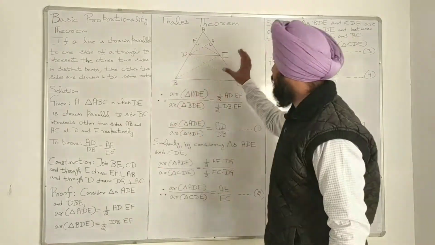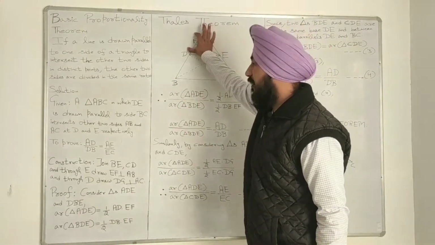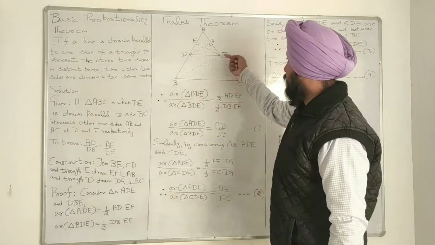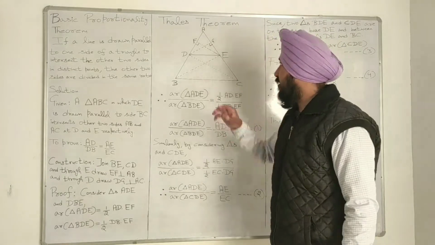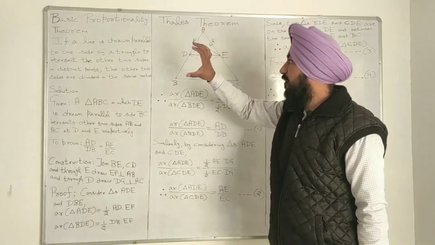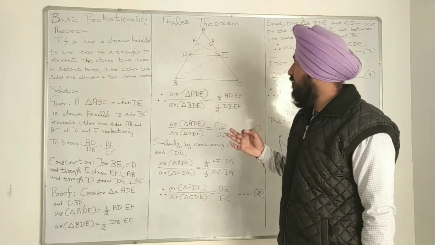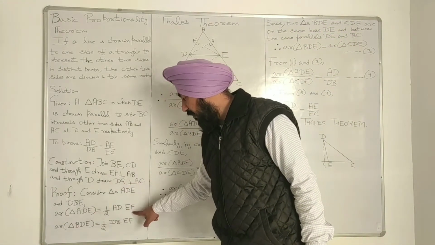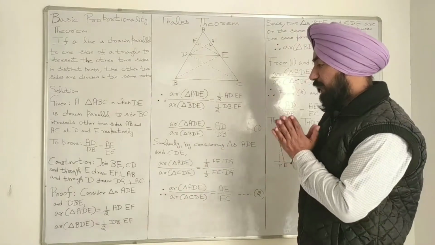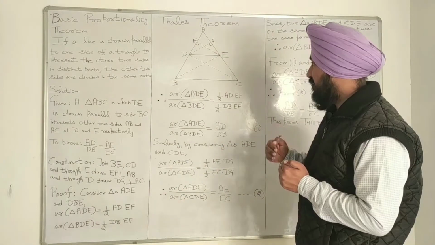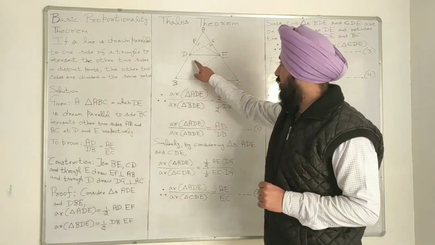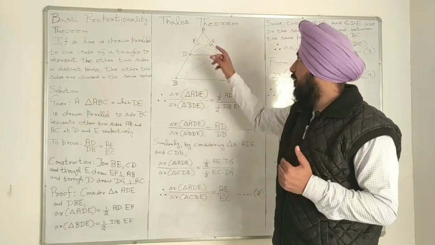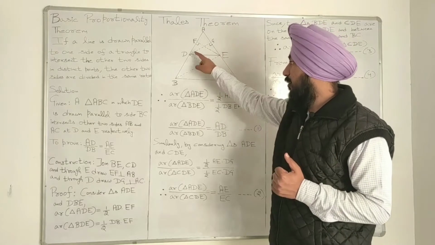Please see in this triangle ADE, the base is AD. Now we want height. This EF is representing the height of triangle ADE. So AD is the base and EF is the height. So area of triangle ADE is equal to 1/2 base, which is AD, and height, which is EF. Similarly, we shall find out the area of the next triangle, which is DBE.